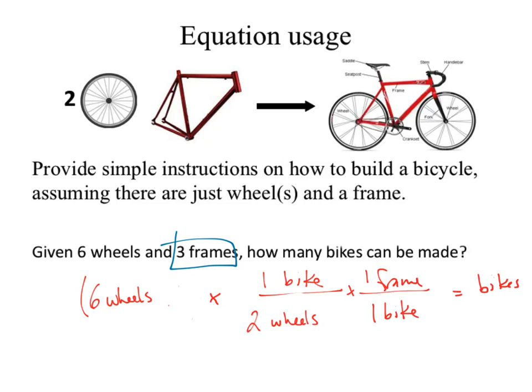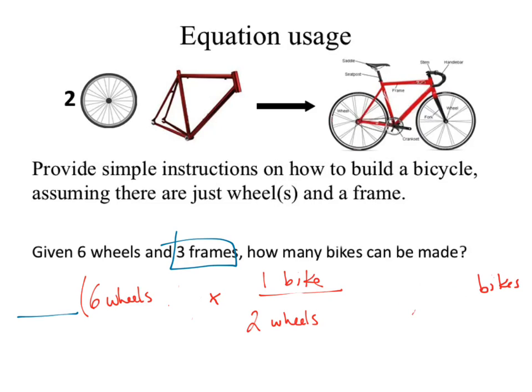Hey, did three frames make it into here? We're left with frames, though. But we need bikes. We don't want frames. We didn't bring in three frames. I agree. You brought in this conversion factor of frames to bikes, but I didn't bring in three frames. Okay, let's bring in frames. But then you'd be left with frames. The bikes are going to cancel out. You don't want that. What was the answer supposed to be? Bikes. Number. Three bikes.